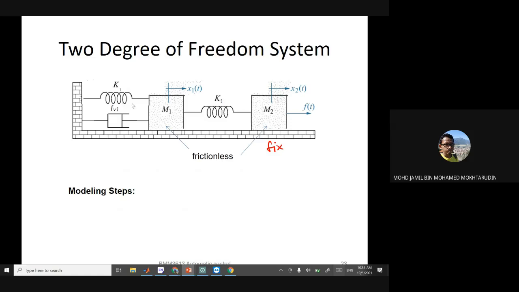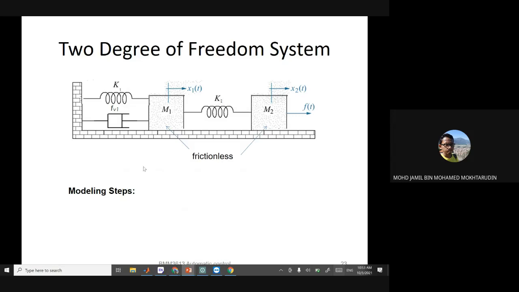M1 can move either backward or forward. Now you fix box M1. If you fix box M1, then box M2 can move either backward or forward, independent of whether M1 stops or not. So here, there are 2 different motions. First is the motion of M1, independent of M2. And second is the motion of M2, independent of the motion of M1. So because of this, the system is called 2 degree of freedom.